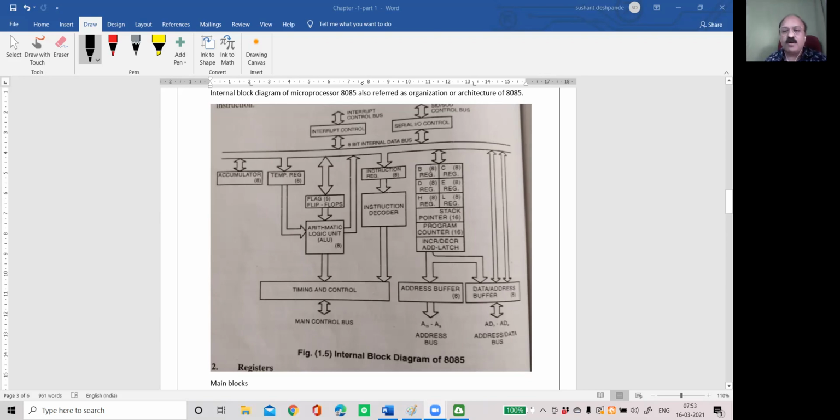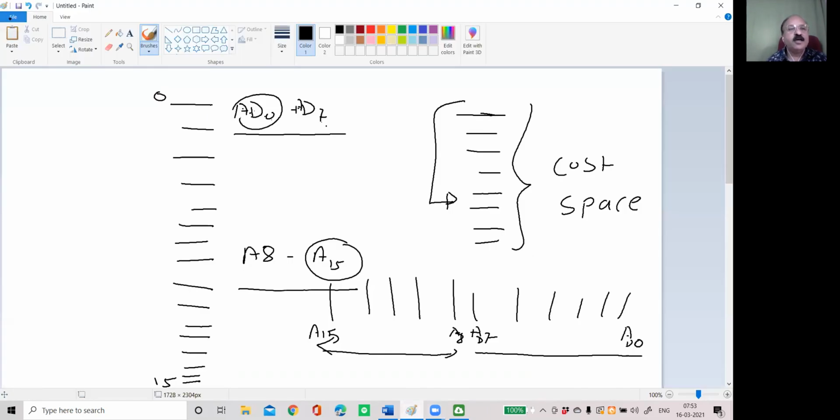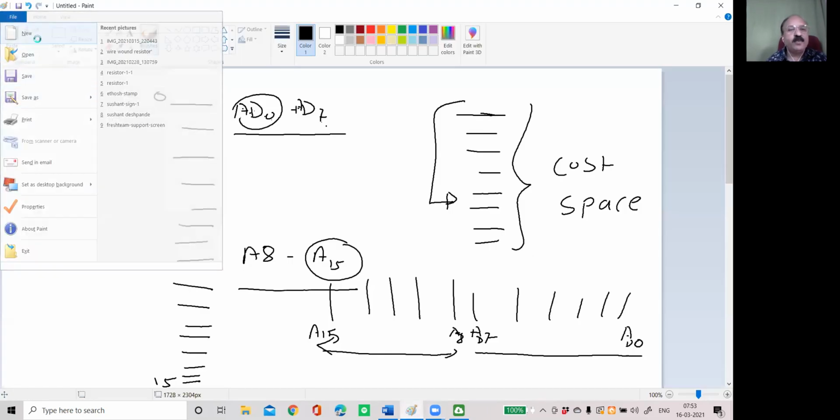So program counter will be of how many bits? What is being stored in the program counter? A data or an address? Yes, address. Address is of how many bits? 16 bits. So what will be the size of this program counter? 16 bits, obviously, so simple. So when you start the architecture diagram of microprocessor, always start with the program counter.